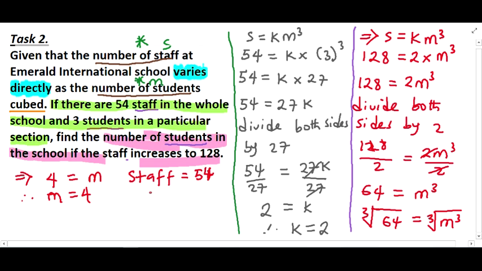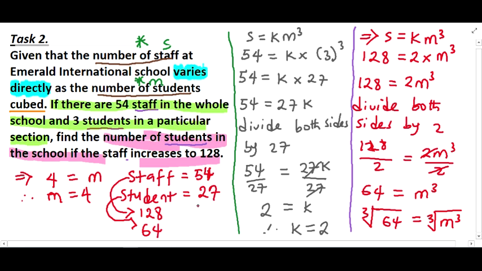They were having 3 students in a particular section, and that was giving us, let's make sense out of this, student is equal to 27, because 27 means 3 cubed, right? Okay, now they had 128 staff. So when their staff increased to 128, and now we have 4 raised to power this, it means that the students also increased to 64, right?